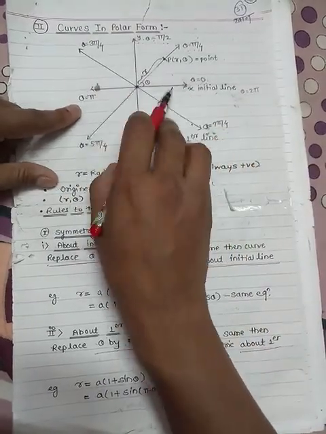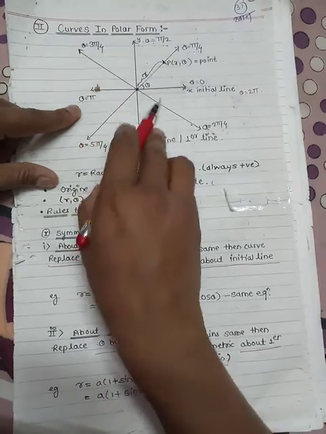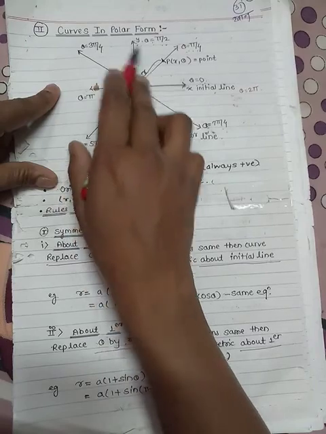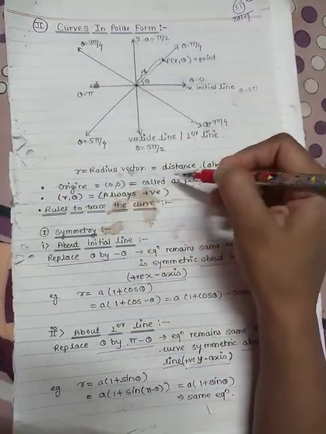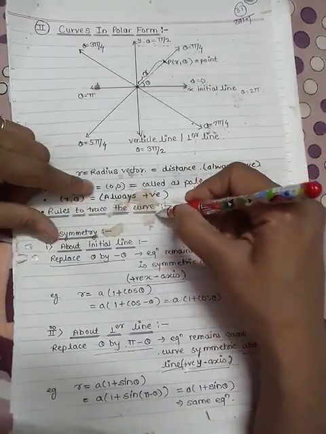Then the theta measurement is from the positive x-axis, going in the anti-clockwise direction. So we get the theta equations, that is, the straight line equations in the form of the theta variable, and this origin is called the pole. Now let us see the rules to trace the curve in polar form.